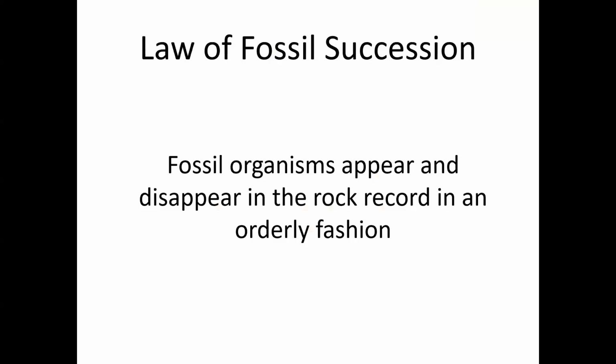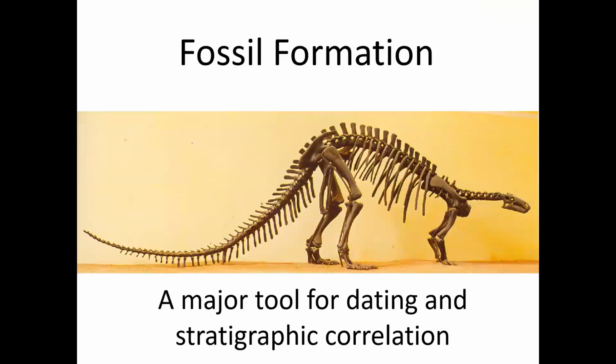Lastly, the law of fossil succession states that fossil organisms appear and disappear in the rock record in an orderly fashion. And it's a major tool that we use for dating and stratigraphic correlation by looking for things like what animals existed at a time and allow us to say, okay, if this rock has trilobites in it, it must be of some age when trilobites still existed at Earth's surface. If the rock has dinosaurs in it, it must be from the Mesozoic, because that's the only time that the dinosaurs lived.